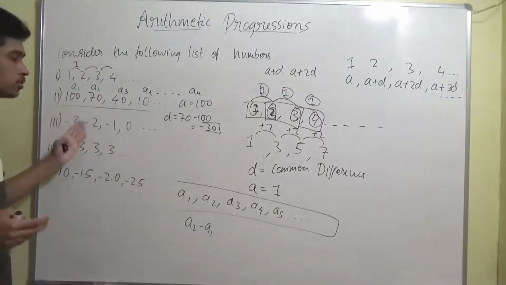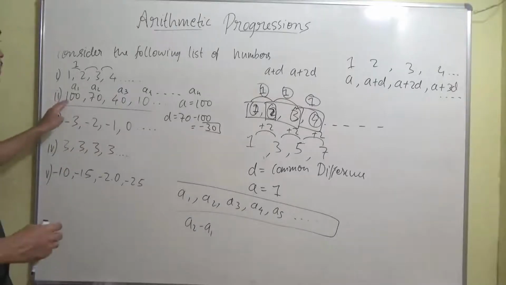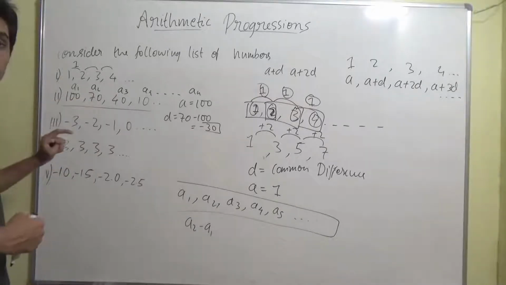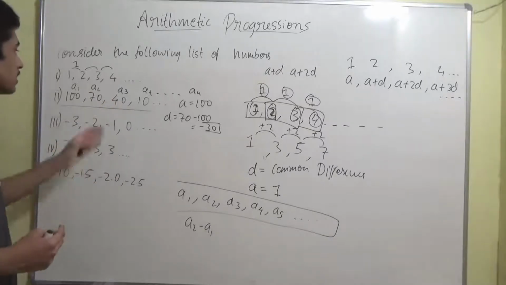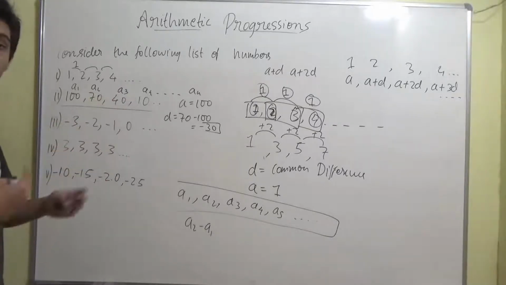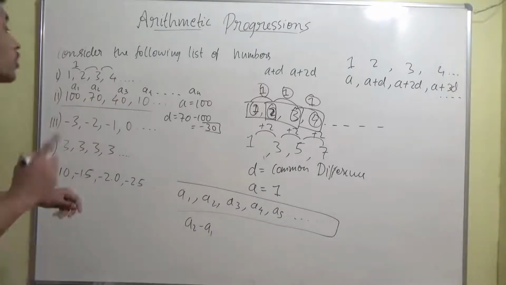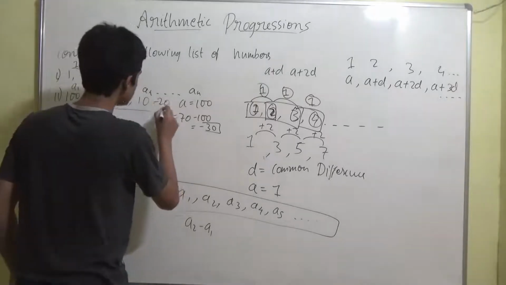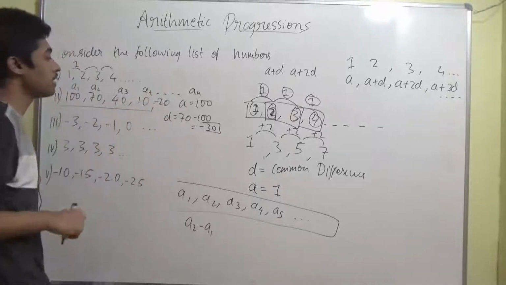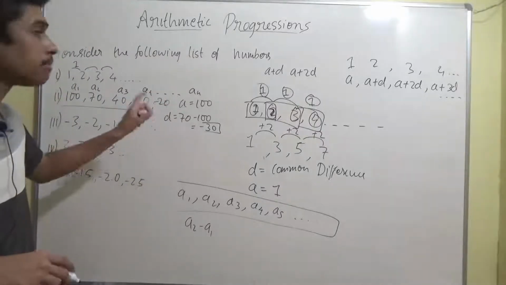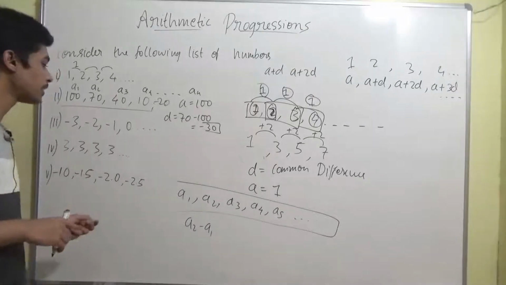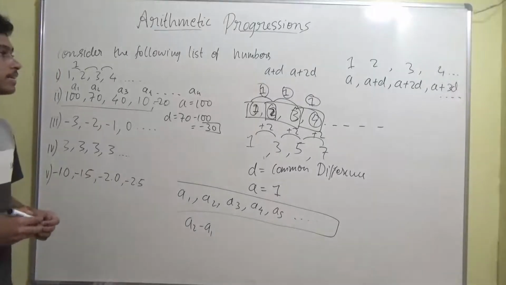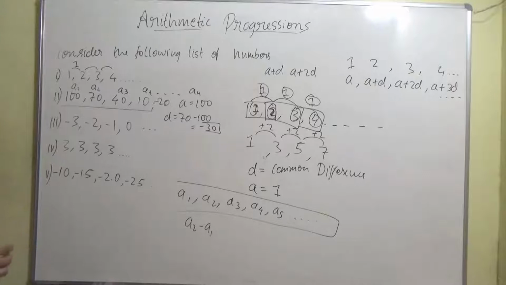If you see here, it's quite logical, right? If you subtract 30 from 100, you get 70. If you subtract 30 from 70, you get 40. If you subtract 30 from 40, you get 10. Again, if you subtract 30 from 10, you get minus 20. So this is going to be your A5 term, guys. After that, again if you subtract 30, it becomes minus 50. That's how you do it, guys. Getting it? As simple as that.